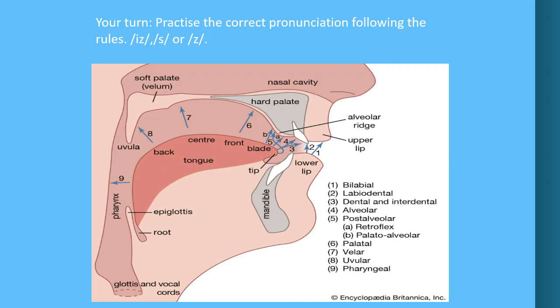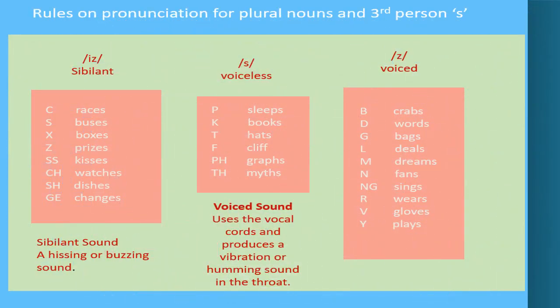So let's have a look at the words again. Races. Okay, so if you want to pause the video and practice the sound of the words, just listen to yourself and how you're making those words. Remember, the sibilant sound is the "iz" sound, a hissing or buzzing sound. The voiceless one we don't need to go into, but the voiced sound uses the vocal cords and produces a vibration and a humming sound in the throat. So pause the video and practice.